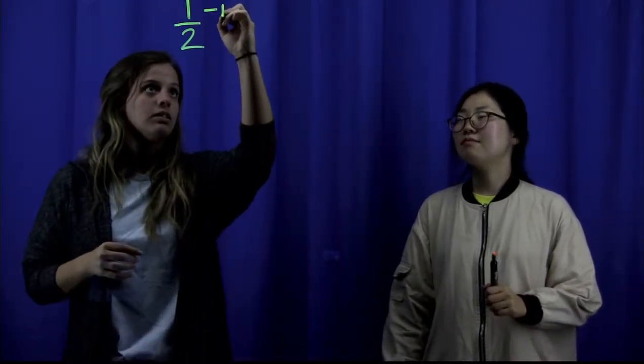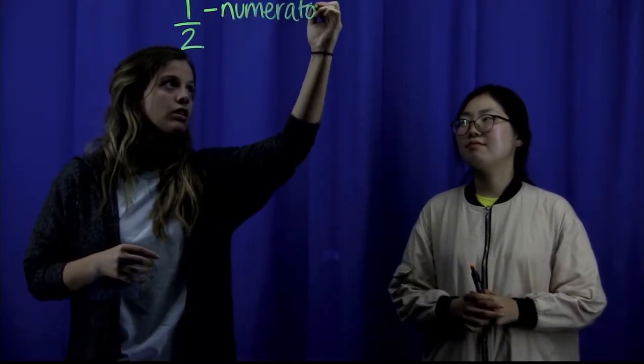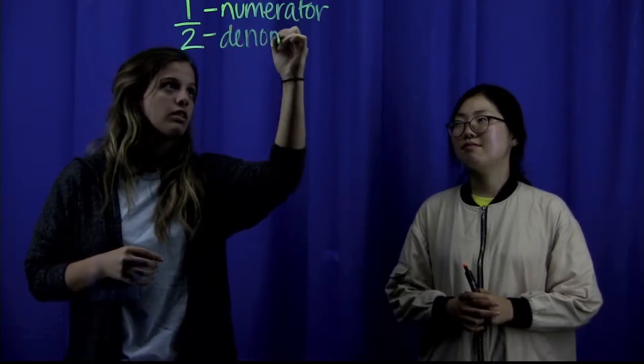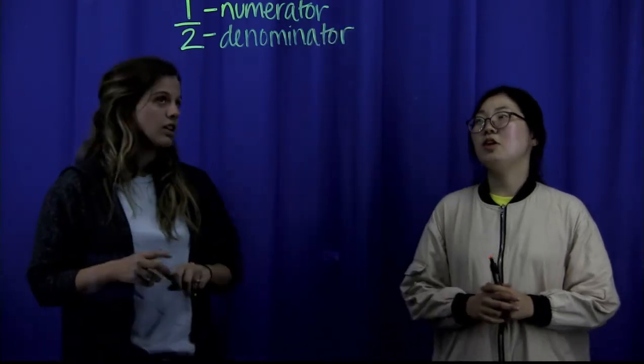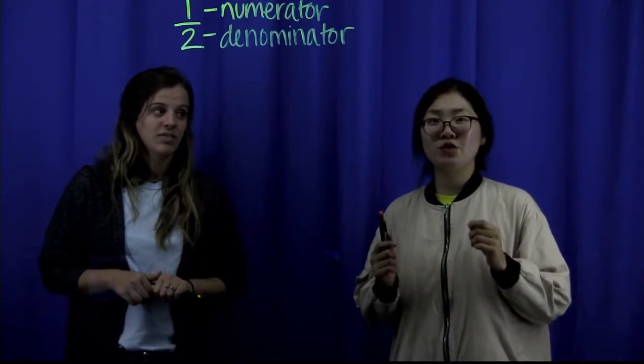This top number is the numerator, and the bottom number is what we call the denominator. So denominator is the total and numerator is which you have.